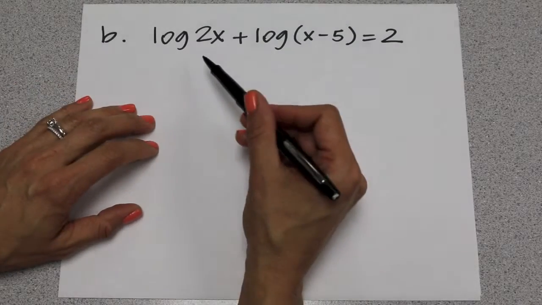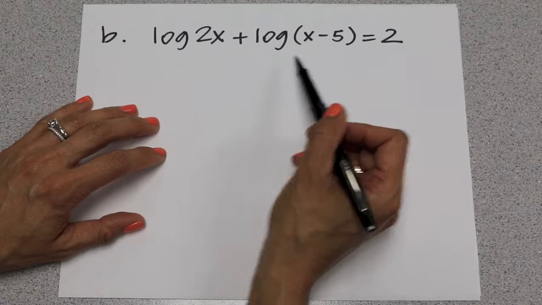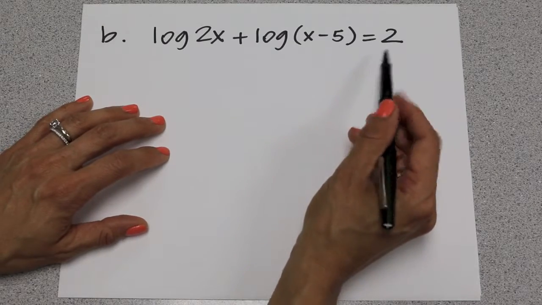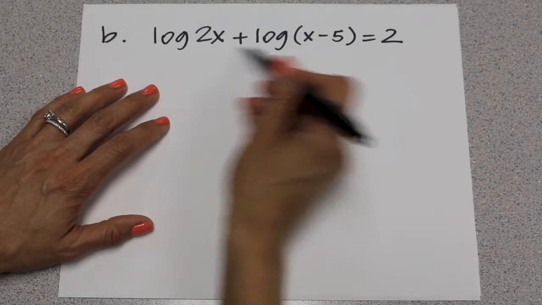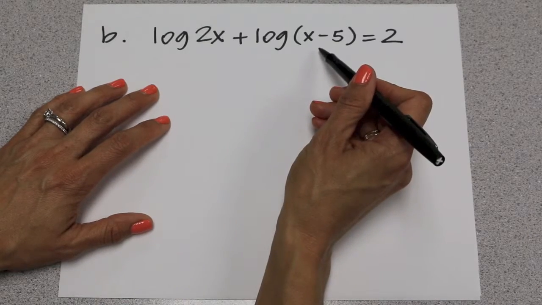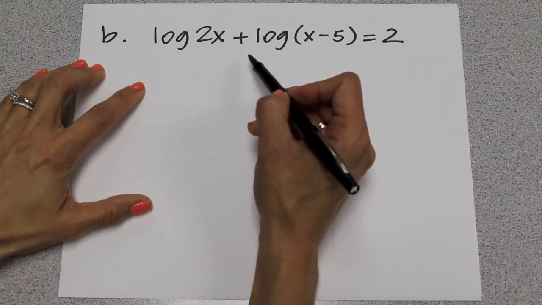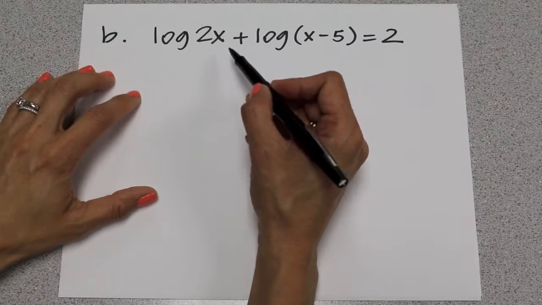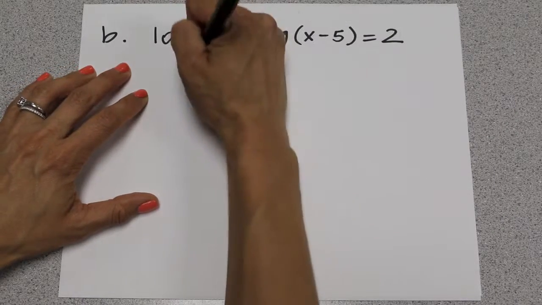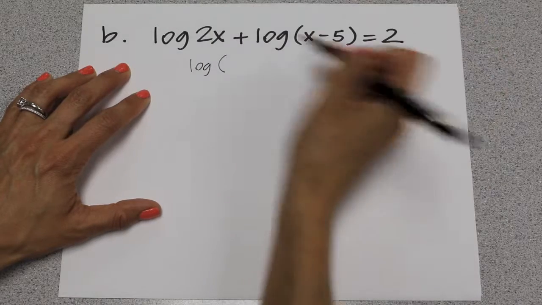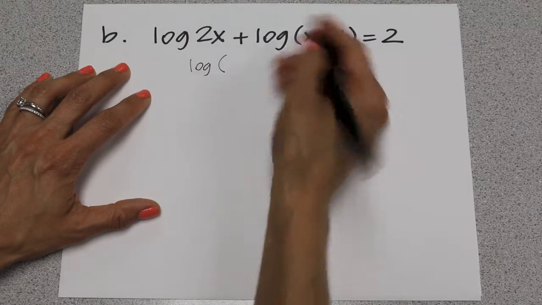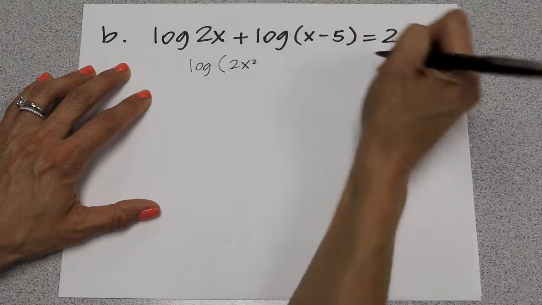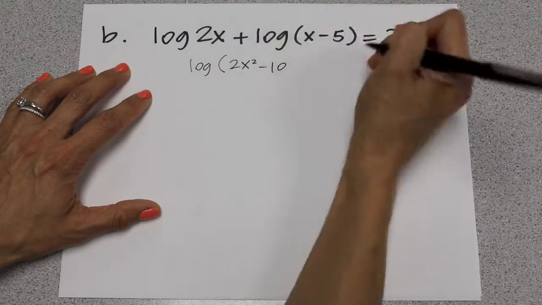Okay, this example says log of 2x plus log of the quantity x minus 5 equals 2. We're going to treat it the same way we did with the last problem at first. So first step is we're going to condense this left side. They're both positive logs, so we're going to condense using a product. So we'll go log of 2x times x minus 5, so make sure you distribute. So you get 2x squared minus 10x.